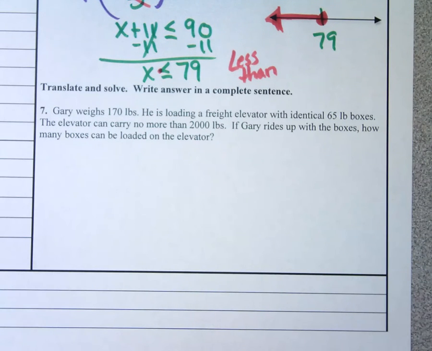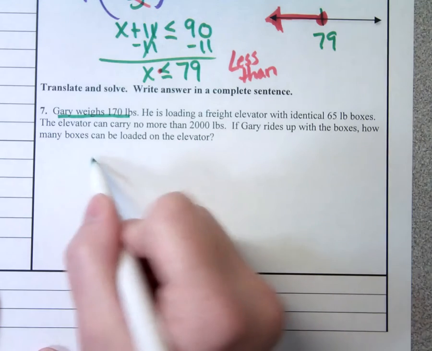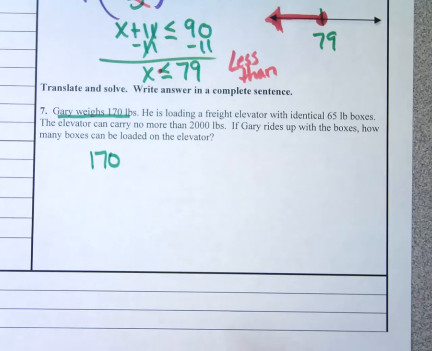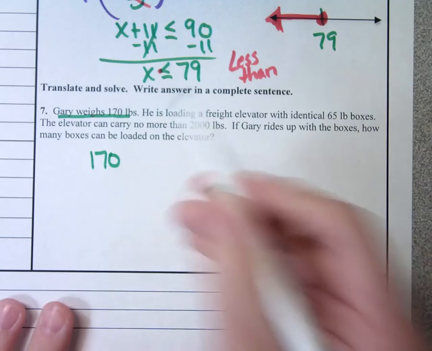Gary weighs 170 pounds. He is loading a freight elevator with identical 65-pound boxes. The elevator can carry no more than 2,000 pounds. If Gary rides up with the boxes, how many boxes can be loaded on the elevator? Okay, so Gary weighs 170 pounds. That's just a single weight. There's no variable behind it because it's not 170 per anything. It's just a flat 170 pounds.